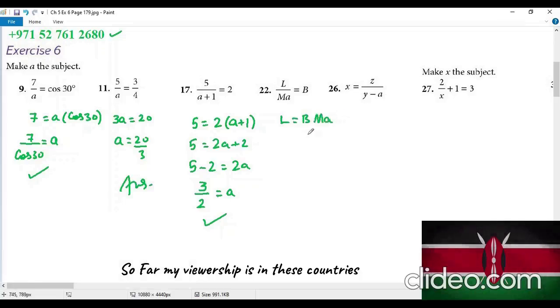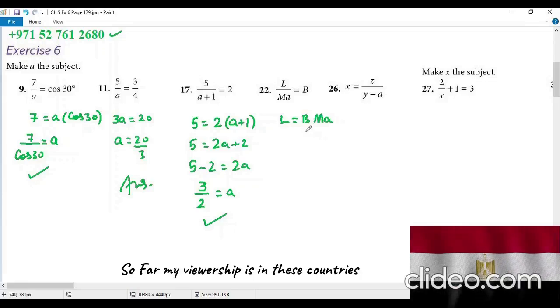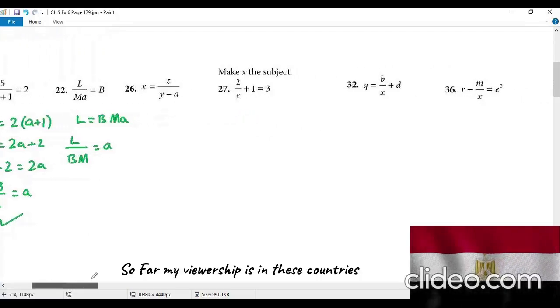Make sure to write a simple a if the question says for a simple a, otherwise if it is capital, use capital. So in here L is going to be divided by BM, and A is going to be staying there to make a formula. Make a formula means, or make a subject means that A should be on either side of the expression. When it comes to a question like 26, it's going to be something like this.